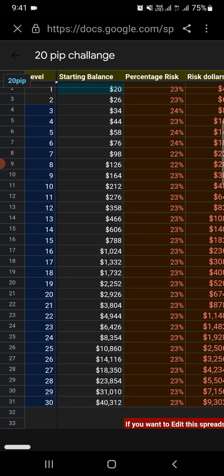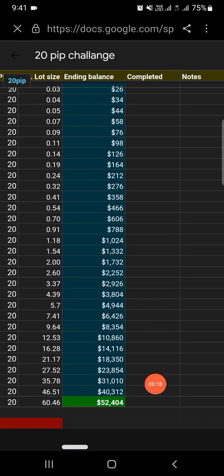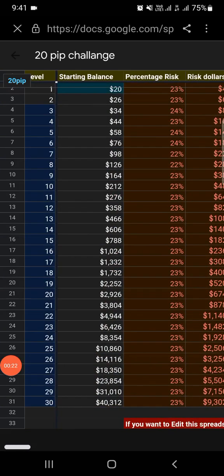Today I bring for you a 20 pip challenge calculated sheet where if you have $20 and you make 30 successful trades according to this sheet, you will earn $52,000 after the end of 30 trades, from $20 to $52,000. Okay, so let me review this one for you.